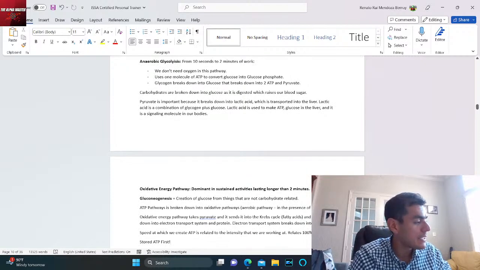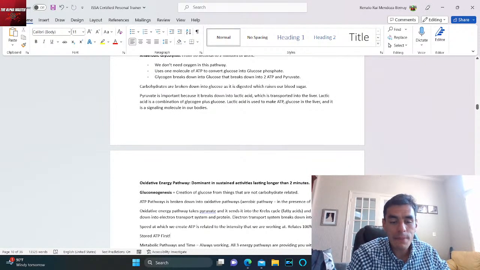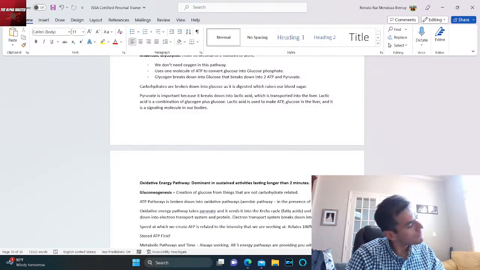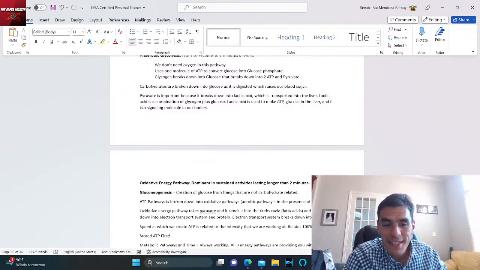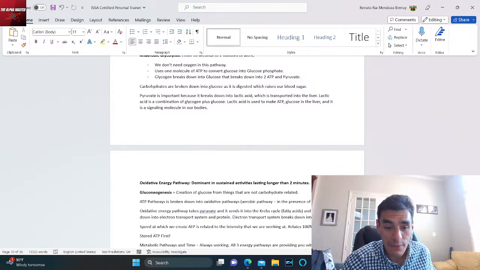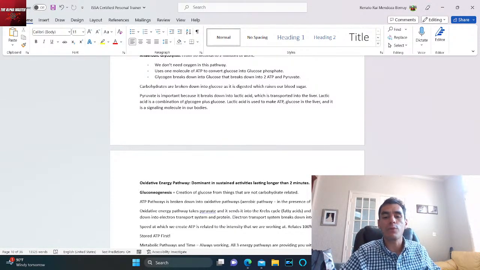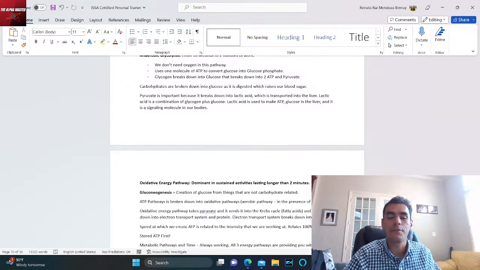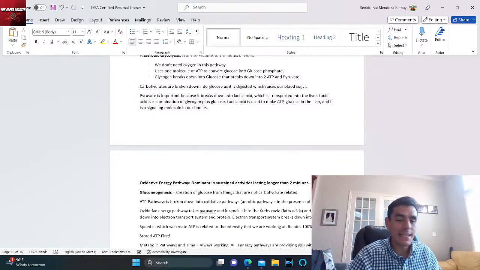The speed at which we create ATP, adenosine triphosphate, is related directly to the intensity that we are working at. It relates 100% to exercise. You store ATP first.